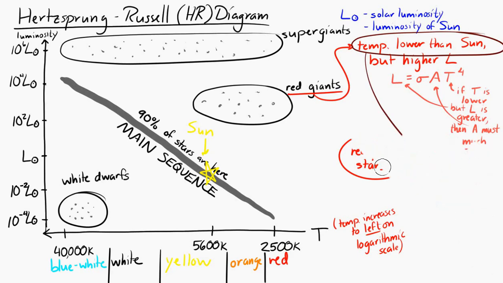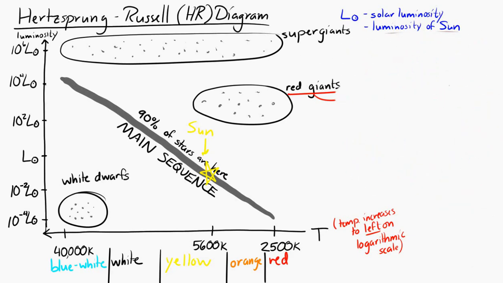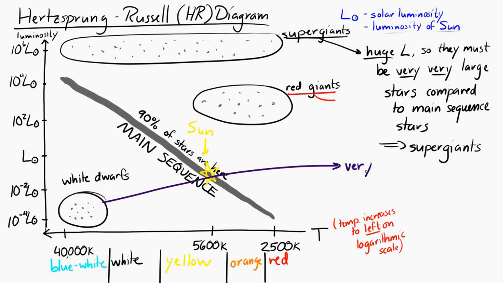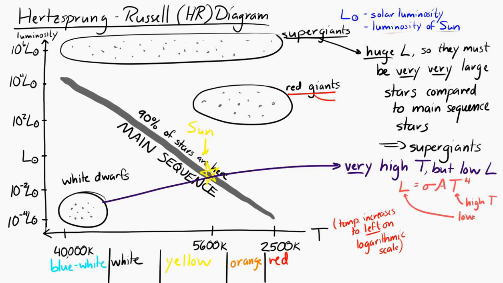The supergiants, if we look at them up here, they have enormous luminosities. And they're all colors, but they have really huge luminosities. In order to get those kinds of luminosities, they must be very, very large stars compared to the ones on the main sequence. So they're called supergiants. And then the ones in this corner, these white dwarfs, they're very, very hot. If you look at their temperatures, they're among the hottest kinds of stars, but they have very low luminosities. If you look at the luminosity equation, the only way that you could have a very high temperature but a very low luminosity is if you also have a low surface area. So these are very small stars.